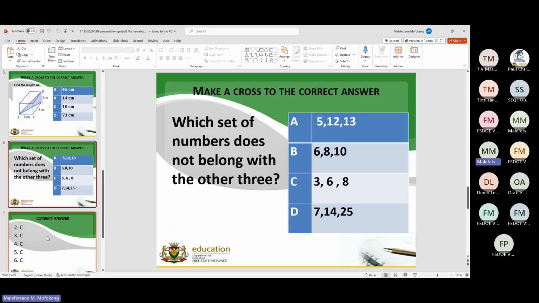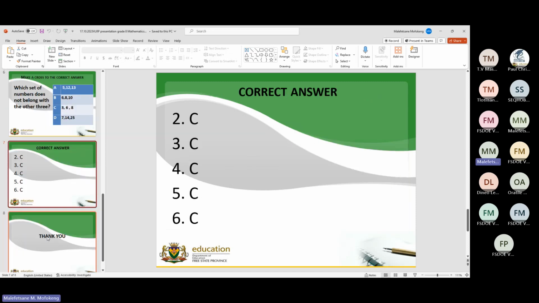Then the set of numbers which does not belong to the other three is number C. If we sum up all these questions, here are the answers to all the questions that we have studied. Number 1, the answer is C. Number 2, its answer is C. Number 3 is also C. Number 4 is also C. Number 5 is also C. And number 6 is also C.